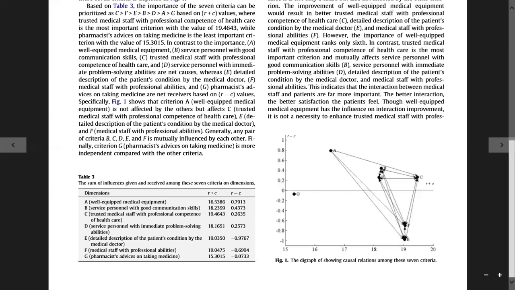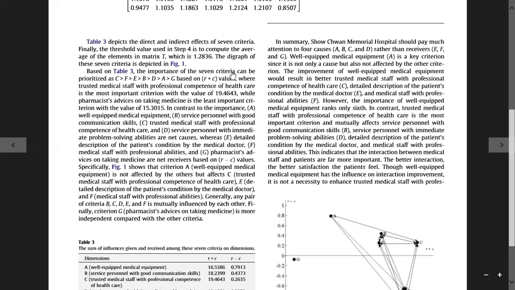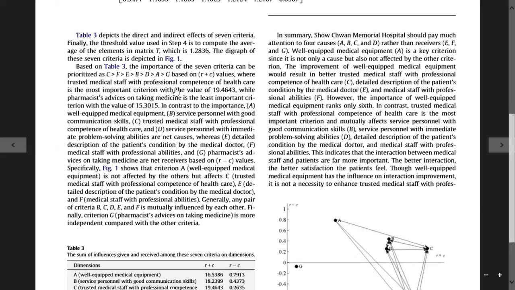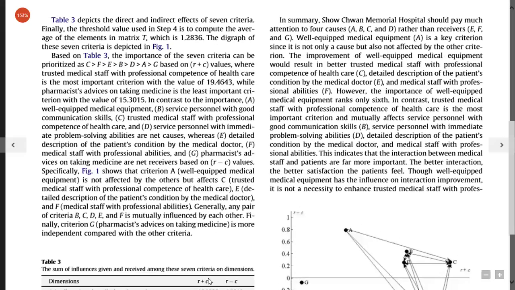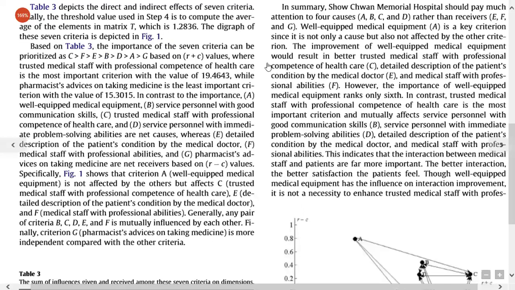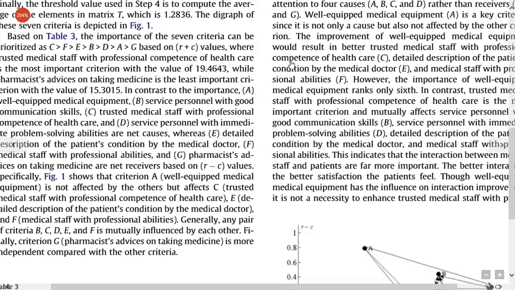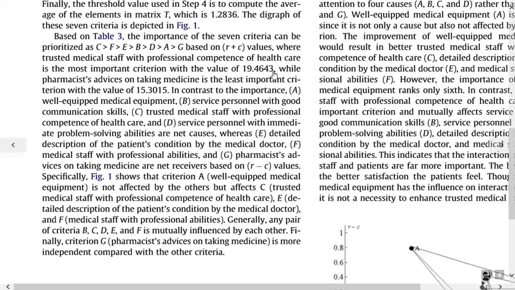Let's read their conclusion. They say, based on the importance of the 7, C is greater than F, greater than E, and so on; this is on the basis of rank, the R plus C value. They are further writing that first of all, management should focus on C, that is the professional competence of the healthcare staff, which is the most important, 19.4. And the pharmacist advice on taking medicine is the least important. In contrast, equipment and surgeons are important, like that.